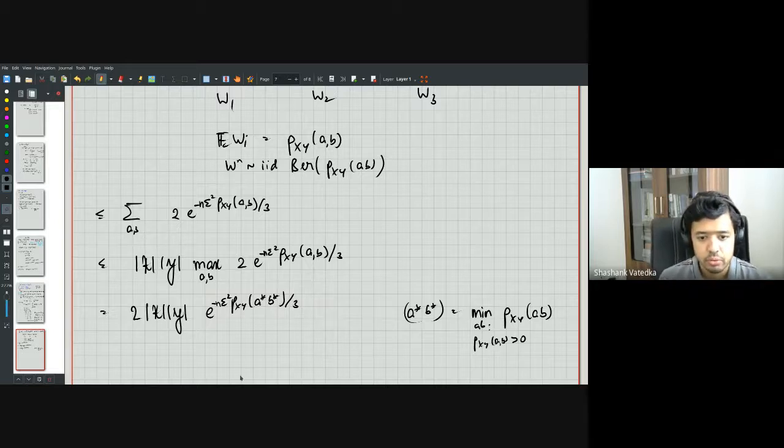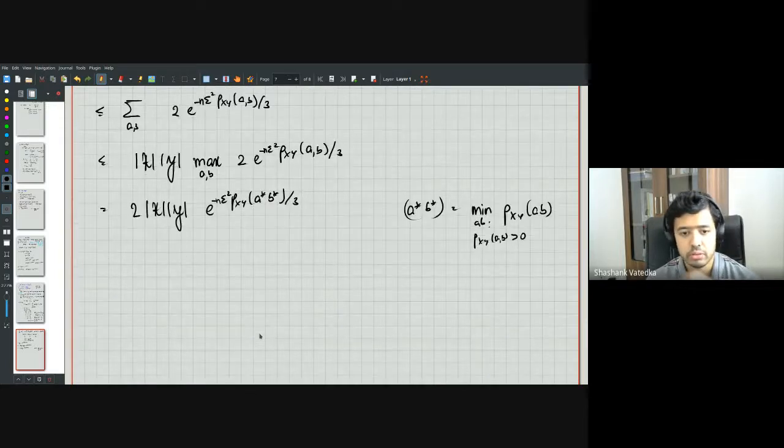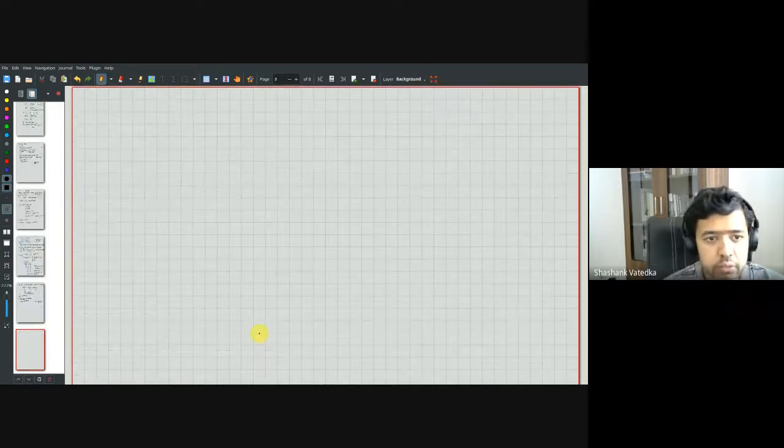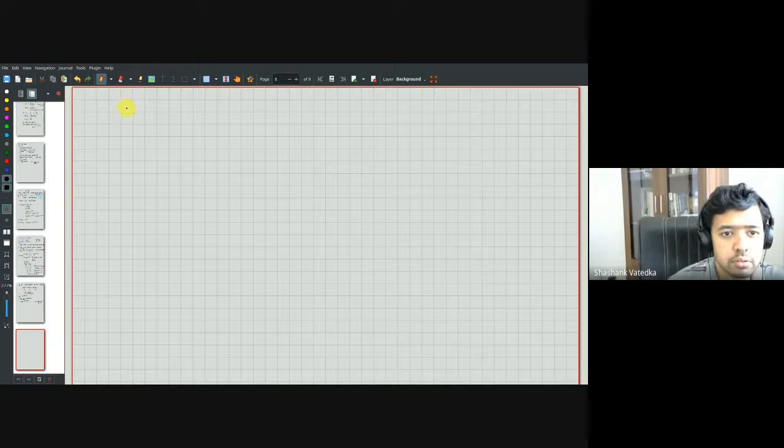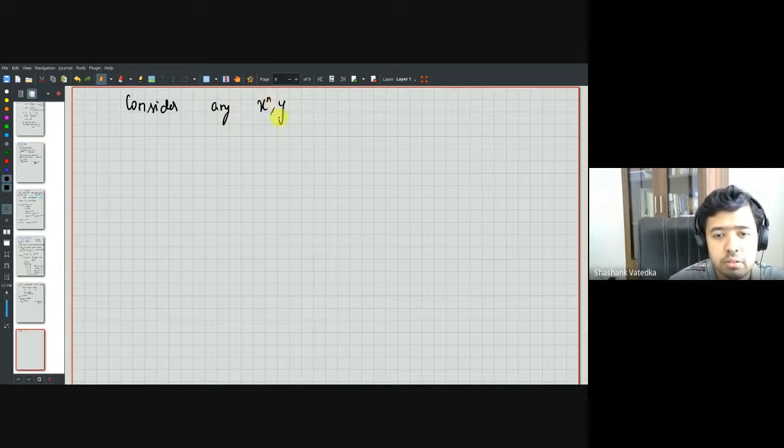Okay, so now that we have this, let us try to see what is the probability of any sequence in the typical set. Okay, so let us consider any Xn, Yn, so any pair which is in the typical set.